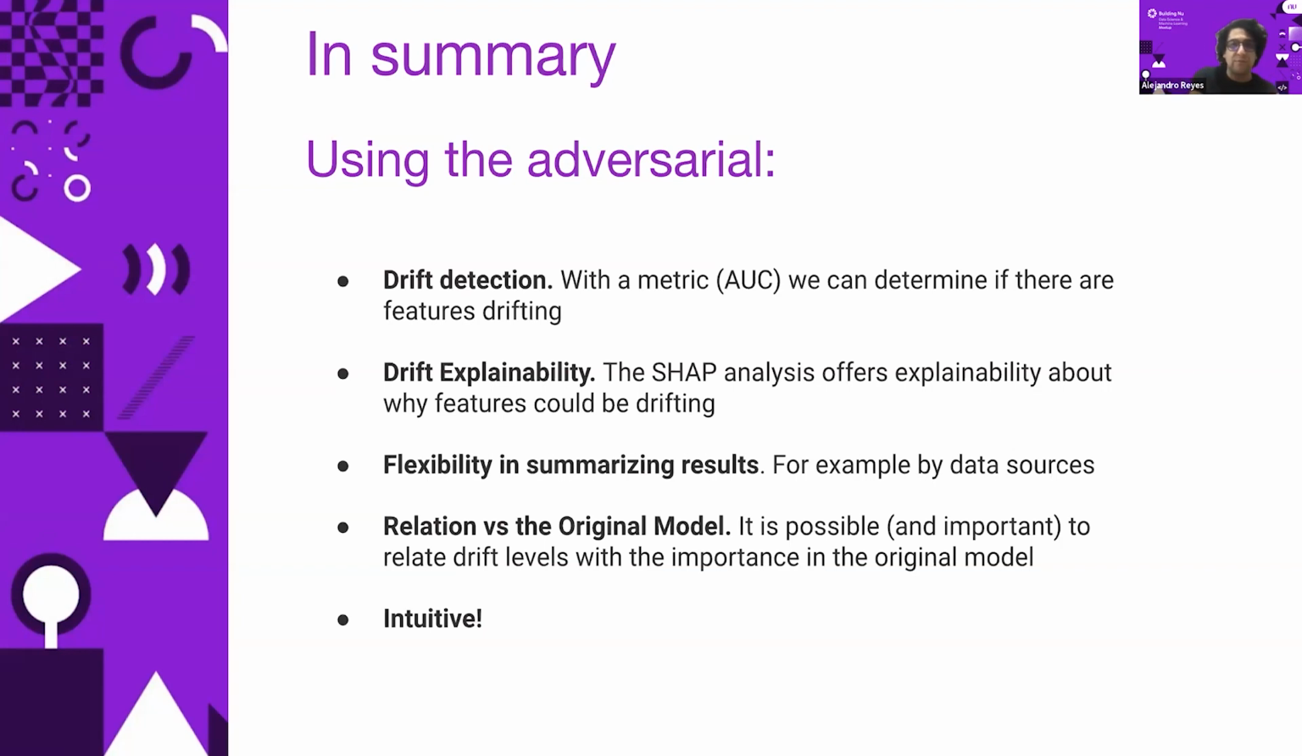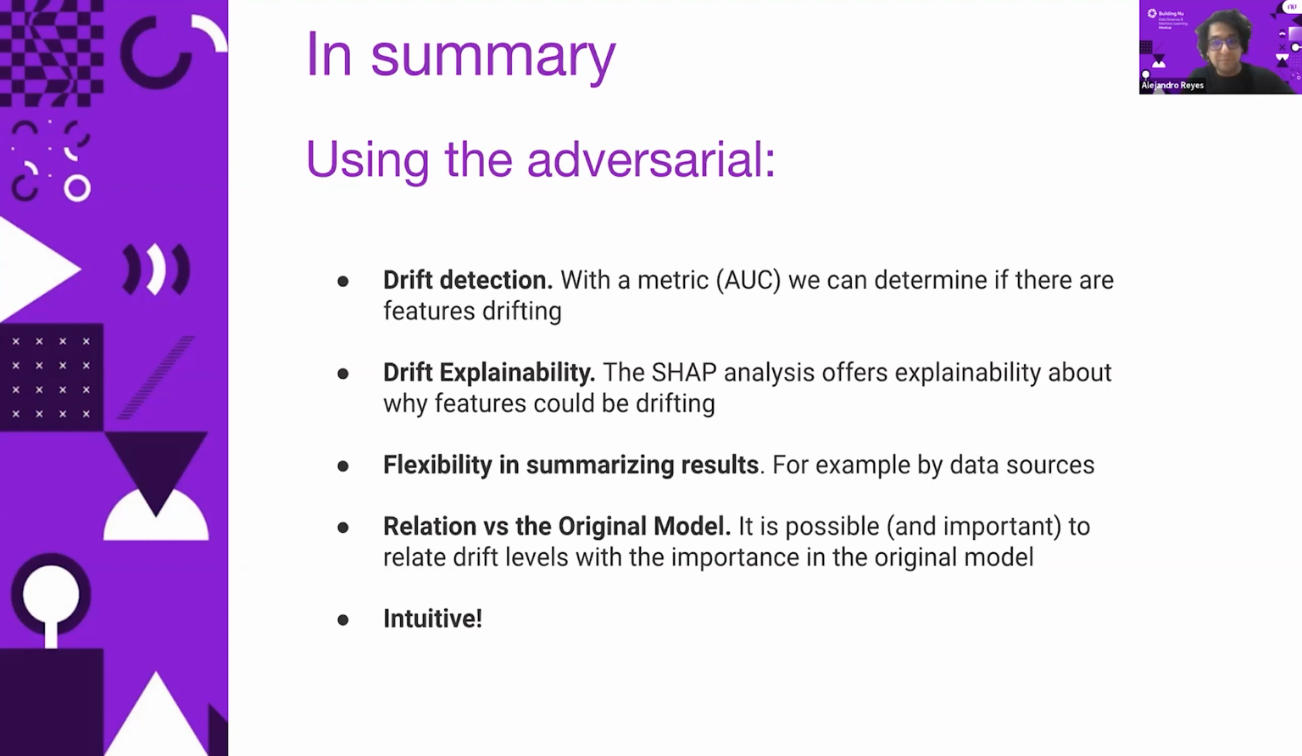How is the distribution of the features changing? How is this affecting the model, okay? So the shape analysis here is crucial. The third one, the flexibility in summarizing the results. The flexibility is great because we can analyze the adversarial by data source or by other dimension that you want to analyze.